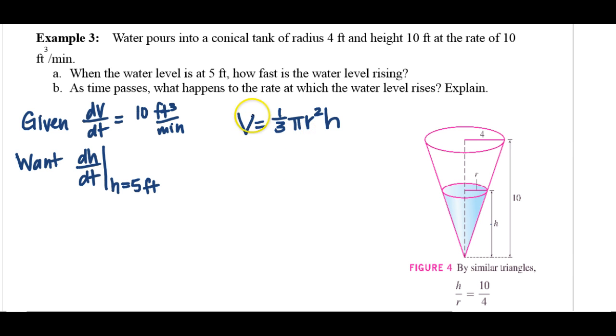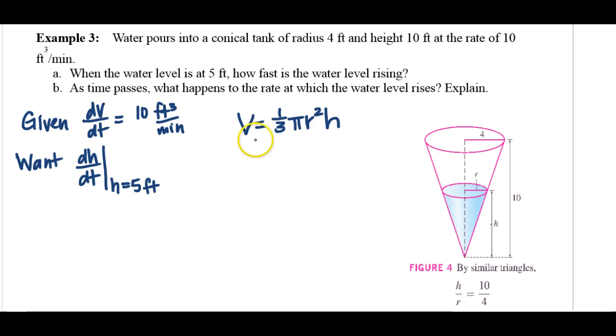Now, the volume is changing. I cannot replace V. The height of the water is definitely changing, so I can't replace h with a number. And r is changing as well. If the height of the water is rising, then this radius here of the water, this blue portion, would be getting bigger as this cone continues to fill up to the top. So I have V, r, and h that are all changing. So I can't substitute any number in to replace them.